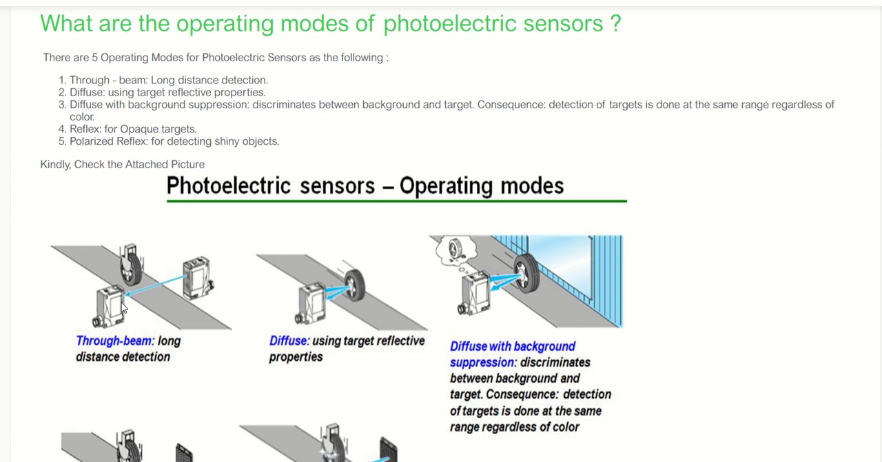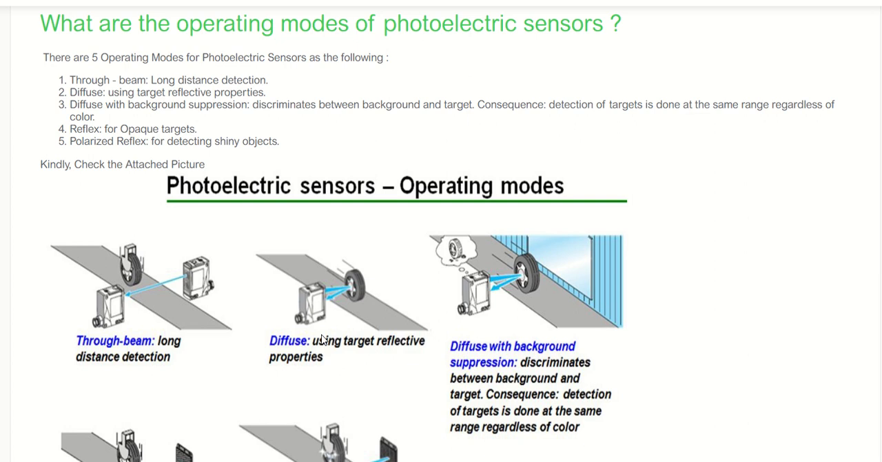The second operating mode is the diffuse mode, which uses the target's reflective properties. Here comes the wheel, and when the wheel intersects the signal of the photoelectric sensor, it uses the target's reflective property. After that, we get the diffuse mode with background suppression. So it discriminates between background and target. It separates the background from the target.